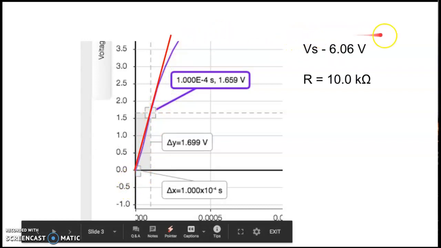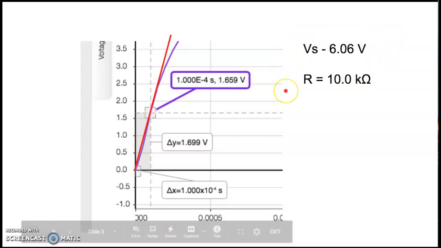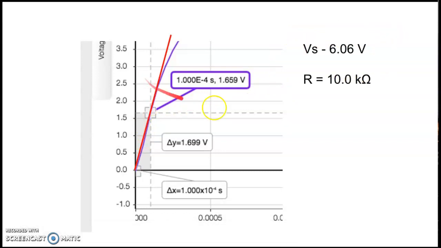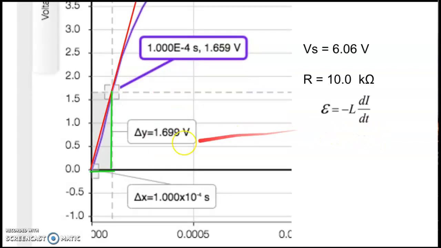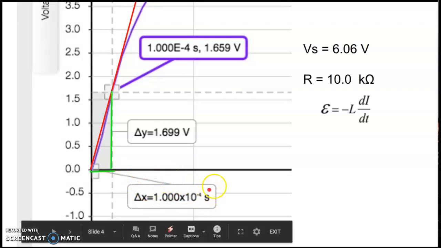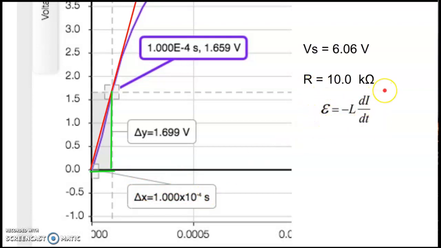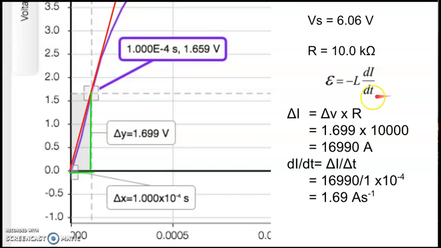We're also going to need to have the supply voltage and the resistance that we had connected to it, because this is just voltage going up here. So to get the gradient, you've got a change in the y, which is the change in voltage, which SparkView has conveniently worked out as 1.699, and the time change for that, which was just a tenth of a millisecond, or 1 times 10 to the power minus 4 seconds. And we're going to use those both with Faraday's law of induction equation to get the self-inductance L in henries.